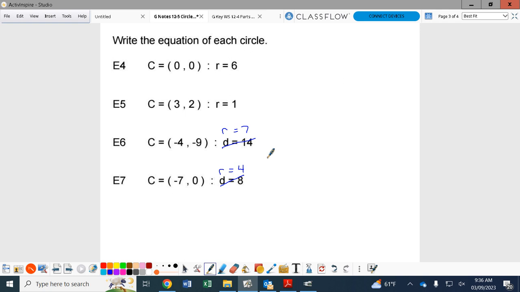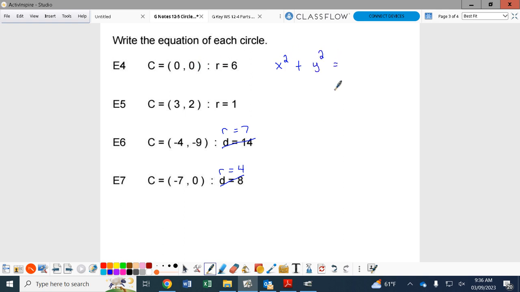Now we're going to write the equation. When we write the equation, we're going to start with an x every time. It's going to have an x. You're going to subtract this number, but guys, we don't write minus 0. We don't even put parentheses when we have that. If it's 0, 0, then the x is just going to be x squared. Perfect. Plus, same thing for the y. It's just going to be y squared.